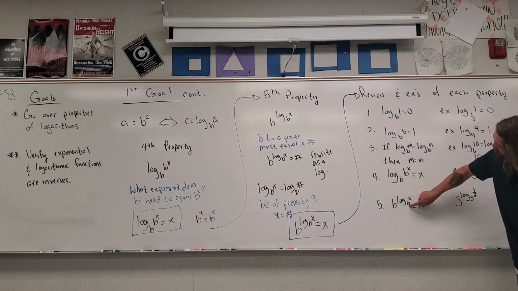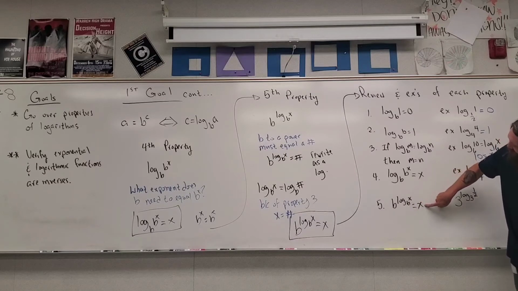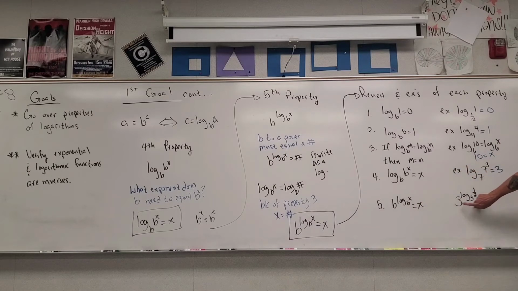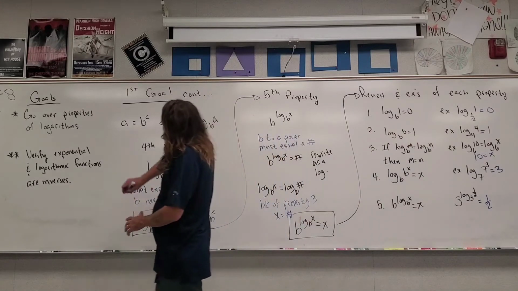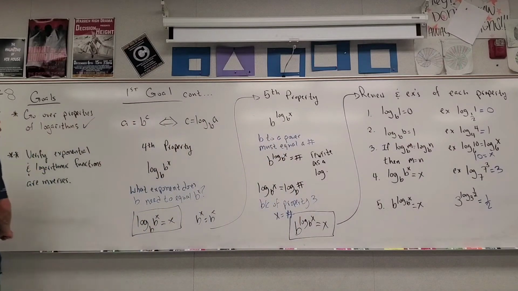B to the log base b power of x is equal to x. 3 to the log base 3 of 1/2. That is 1/2. All right, so I'm going to check off the first goal, going over the properties of logarithms.